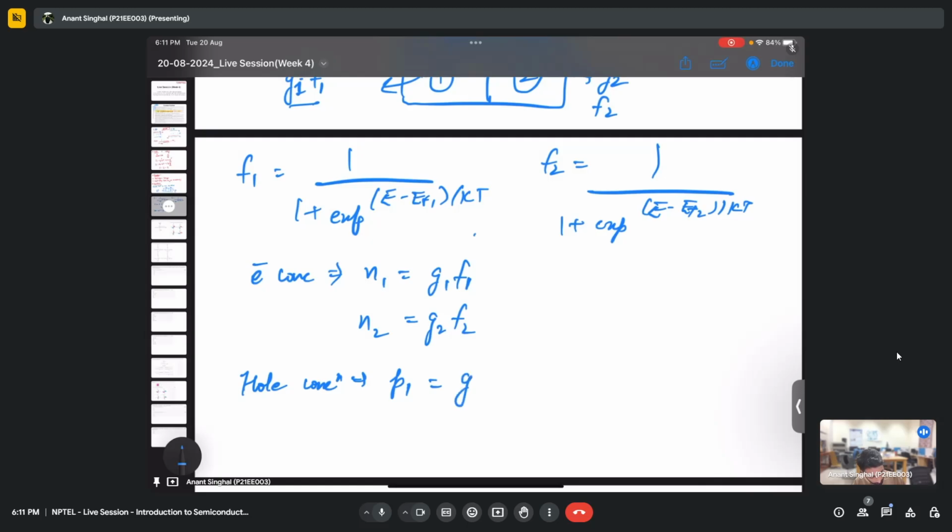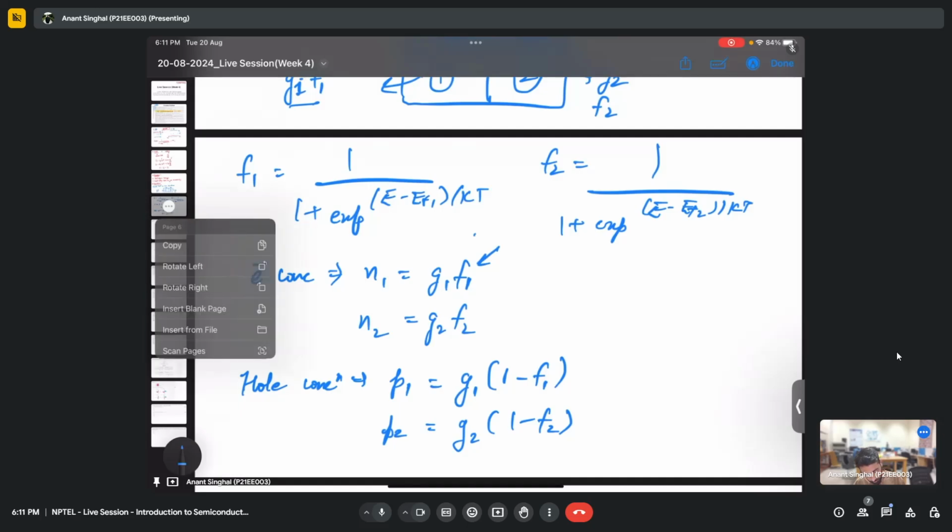Maybe I can give you P1. It will be nothing but the occupancy of the hole. That will be G1 times 1 minus the Fermi-Dirac of the electron occupancy, 1 minus F1. Similarly, P2 I can write as G2 times 1 minus F2. Is this clear? Yes, sir.